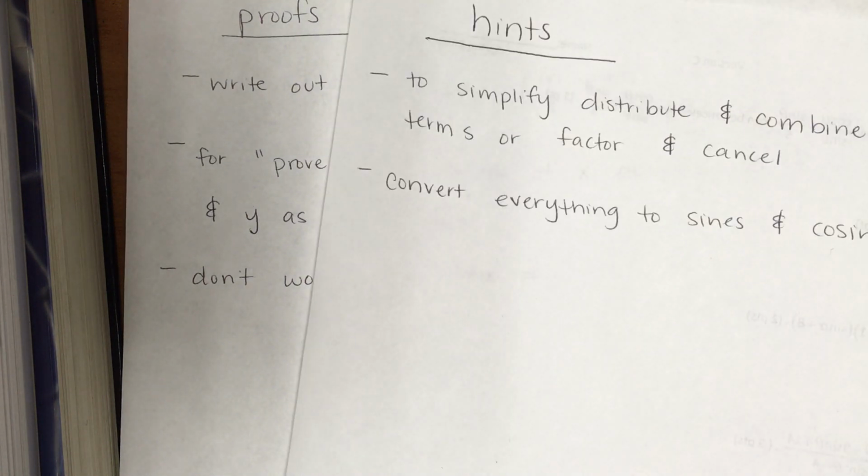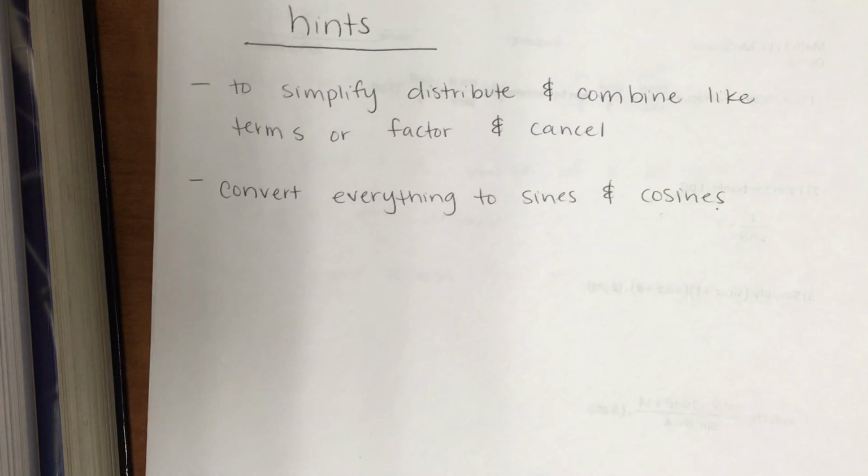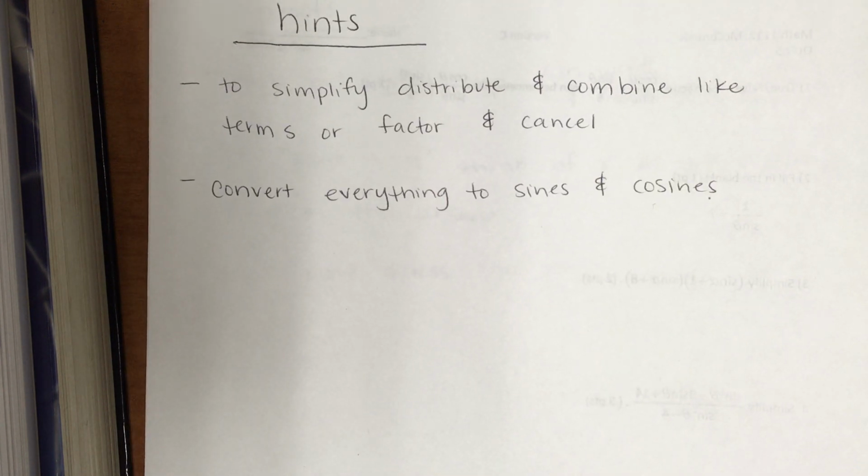So last week we talked about how to simplify, and these are some of your hints that will help you during proof writing. One way to simplify is to distribute and combine like terms, or if you have fractions, it helps to factor and cancel. I know you may not believe me, but all of these are just to make it simpler, so we're going to want to use these tricks here.